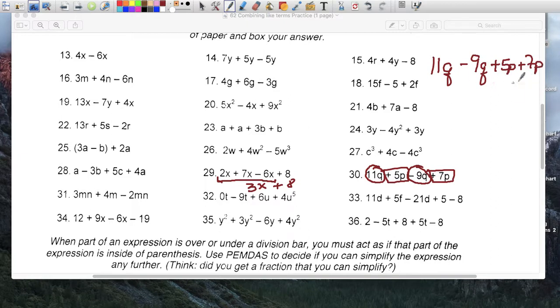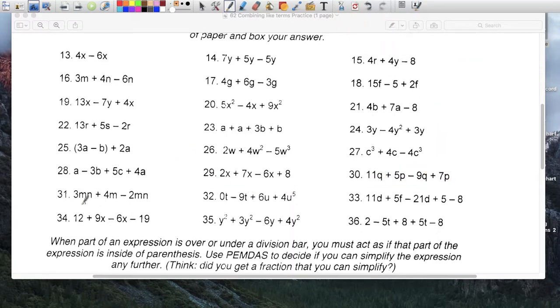So let me add the q's and my p's. So 11q minus 9q, or 11 minus 9 is 2. But make sure you tell me it's a q. Plus, and now I'm going to do these two. 5 plus 7 is 12p. Final answer.